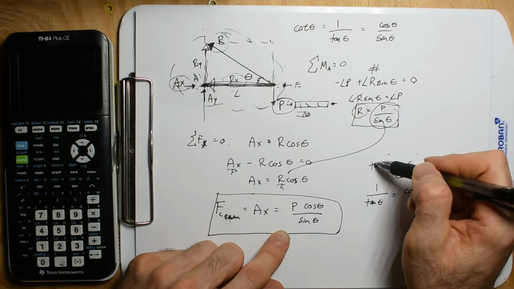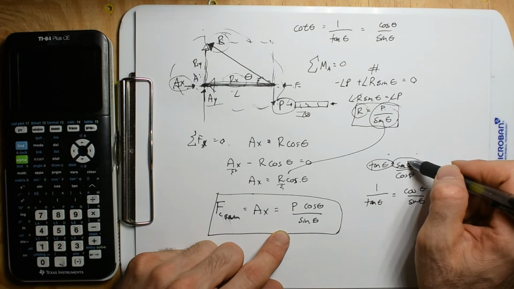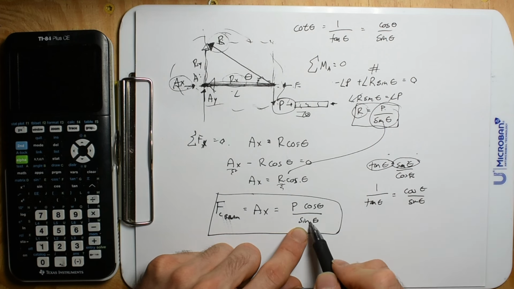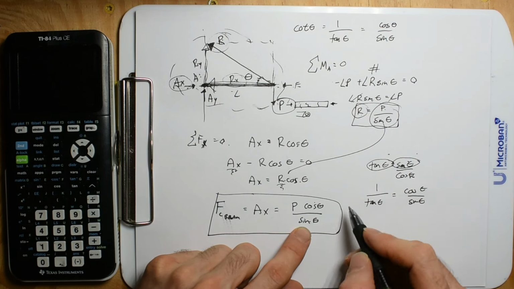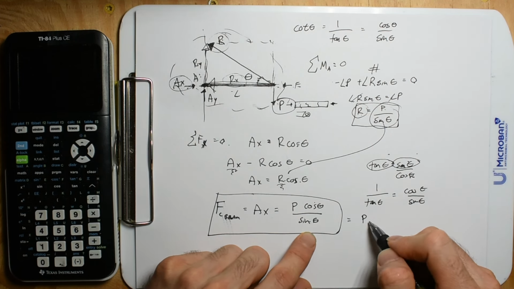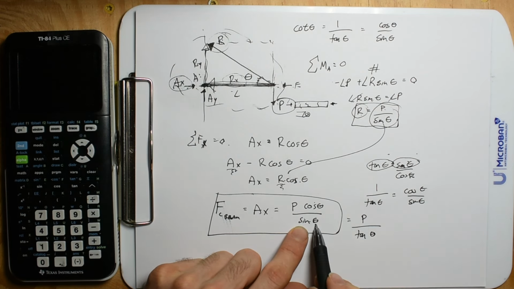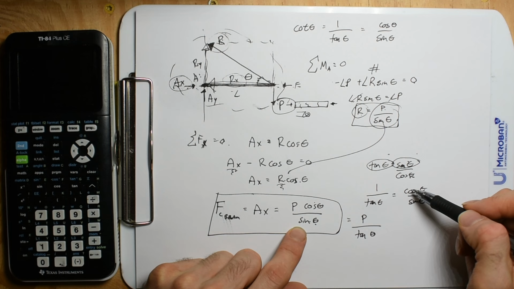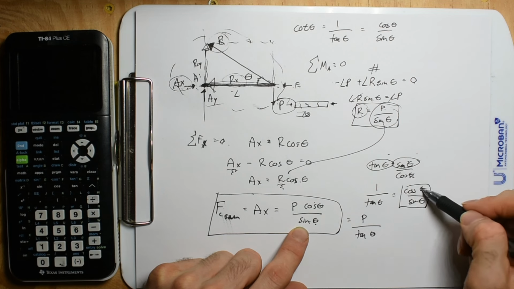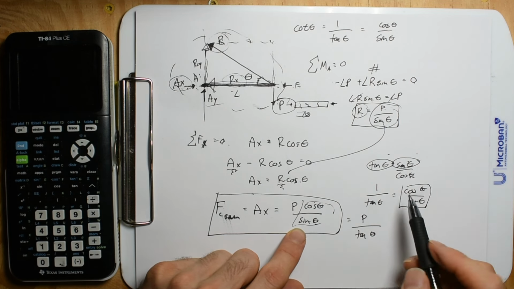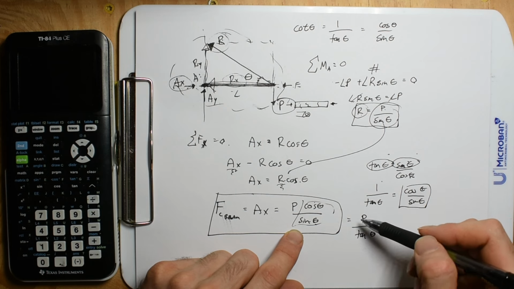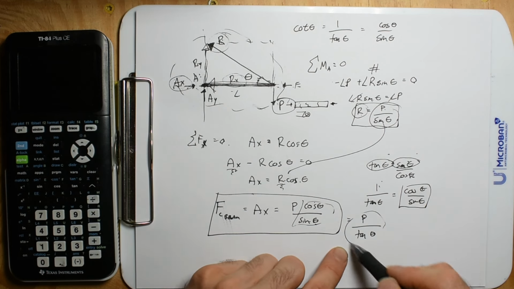Or you can just say, look at this: tangent theta is equal to sine theta divided by cosine. I see the sine and I see the cosine in the opposite. So I can easily see that this is P divided by tangent theta. See how I did that? Or you could get this representation, cosine divided by sine, that's 1 divided by tangent. That's going to be P times 1 divided by tangent.